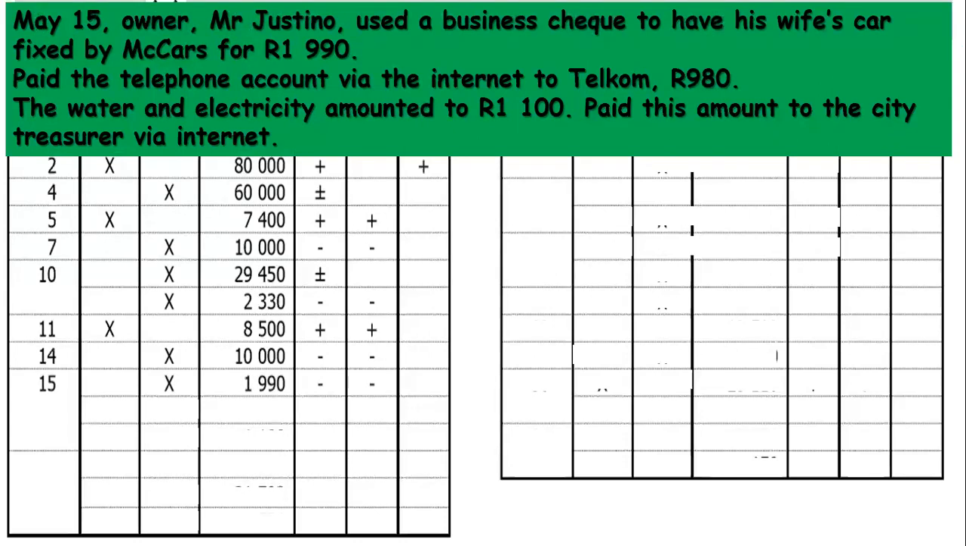And then paid the telephone account via internet to Telcom. It's a cash payment journal entry and reduces owner's equity and reduces assets. And then the water and electricity amounted to 1,100, paid this amount to treasury via internet. Again, cash payment journal entry reduces assets and reduces owner's equity.